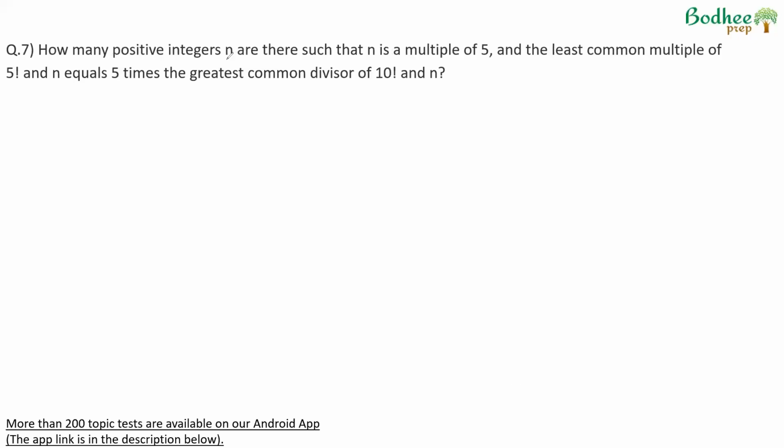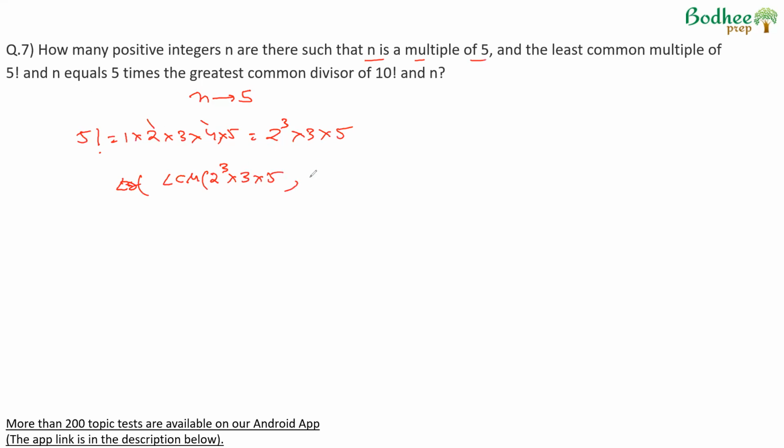How many positive integers n are there such that n is a multiple of 5, and the LCM of 5 factorial and n is 5 times the greatest common divisor, GCD or HCF we can write, of 10 factorial and n? Now 5 factorial is 1 into 2 into 3 into 4 into 5, which is 2 cube into 3 into 5. So LCM of 2 cube into 3 into 5, comma n, is equal to 5 times of HCF of 10 factorial.